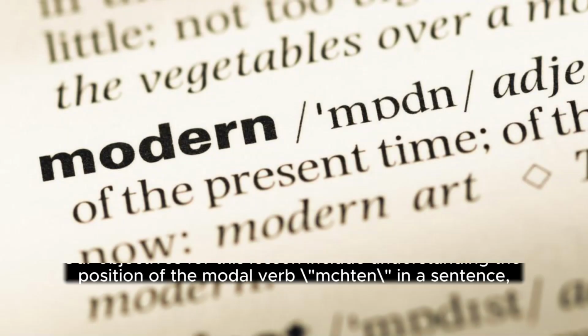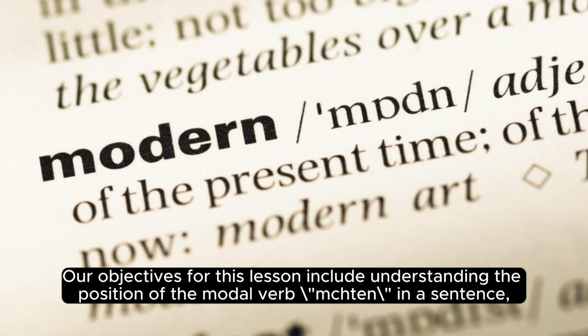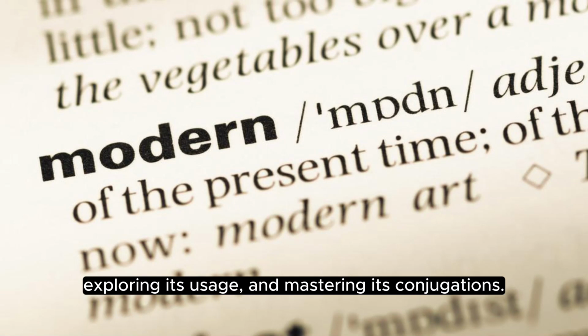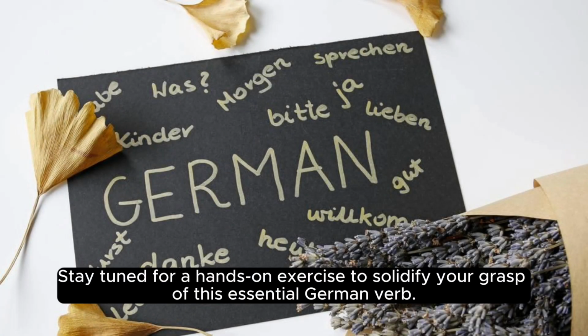Objectives. Our objectives for this lesson include understanding the position of the modal verb möchten in a sentence, exploring its usage, and mastering its conjugations. Stay tuned for a hands-on exercise to solidify your grasp of this essential German verb.